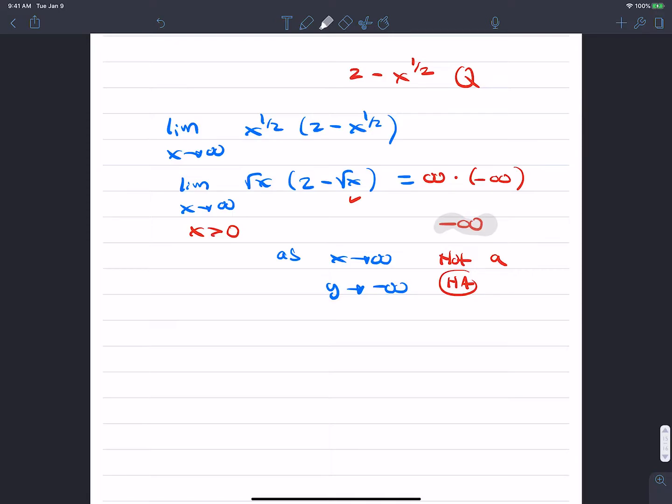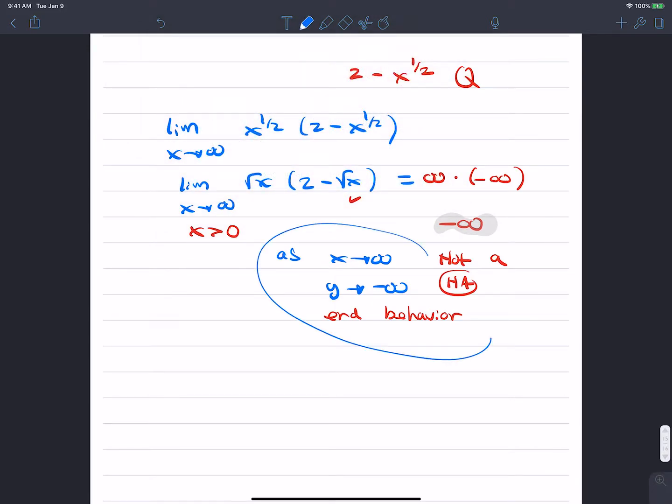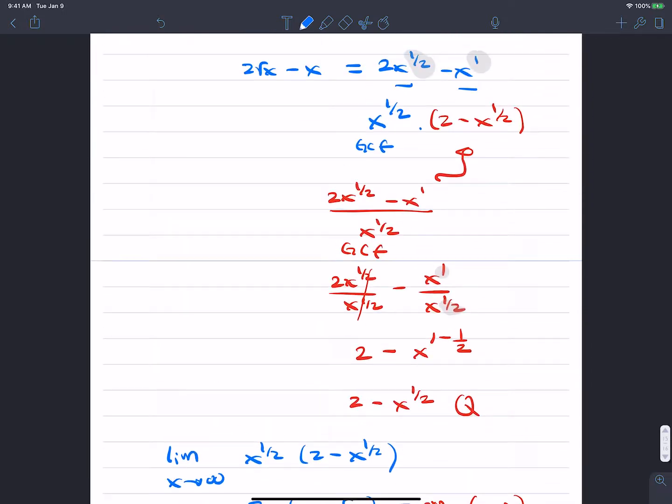In order to be a horizontal asymptote, that number has to be finite, but this information is just as valuable because that tells us that it describes the end behavior for your curve. All right, there you guys go.